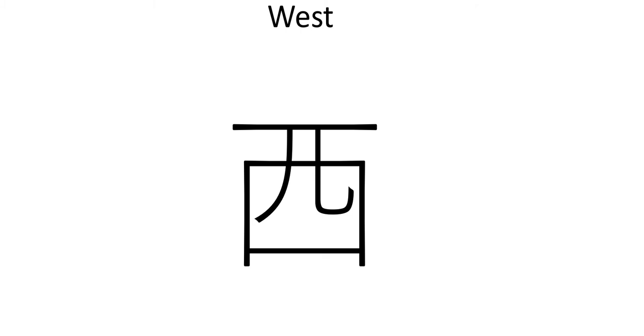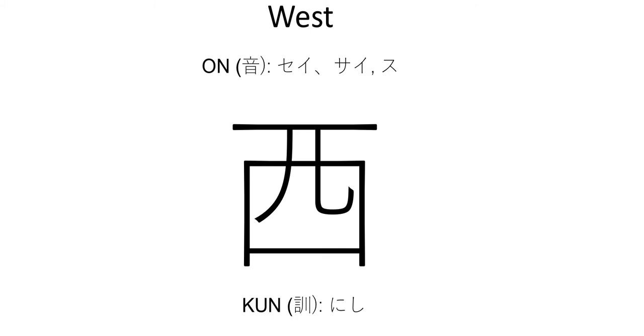This is one of the 4 cardinal directions, meaning west. So we have north, south, east, and west. This symbol has probably the most readings, which is why I've saved it for last out of all of the cardinal directions, which usually only have 2. This has 3 on readings and then 1 kun reading.